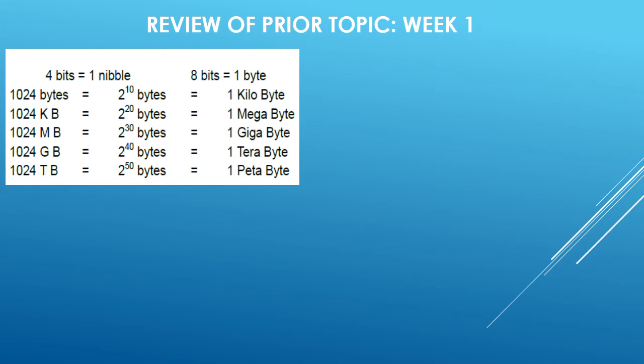In week 1, we discussed the memory units. Memory units are used to measure the logical size of the memory. The smallest memory unit is known as bit, which can either be 0 or 1. 4 bits makes 1 nibble. 8 consecutive bits makes 1 byte. 1 kilobyte is equivalent to 1024 bytes. 1 megabyte is equivalent to 1024 kilobyte. 1 gigabyte is equivalent to 1024 megabyte. 1 terabyte is equivalent to 1024 gigabyte. And 1 petabyte is equivalent to 1024 terabyte.